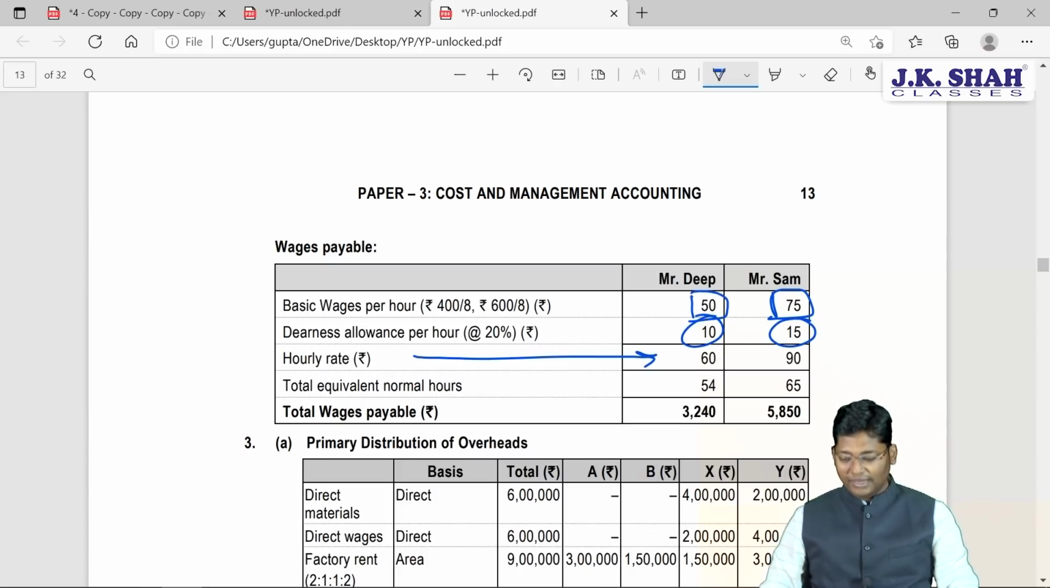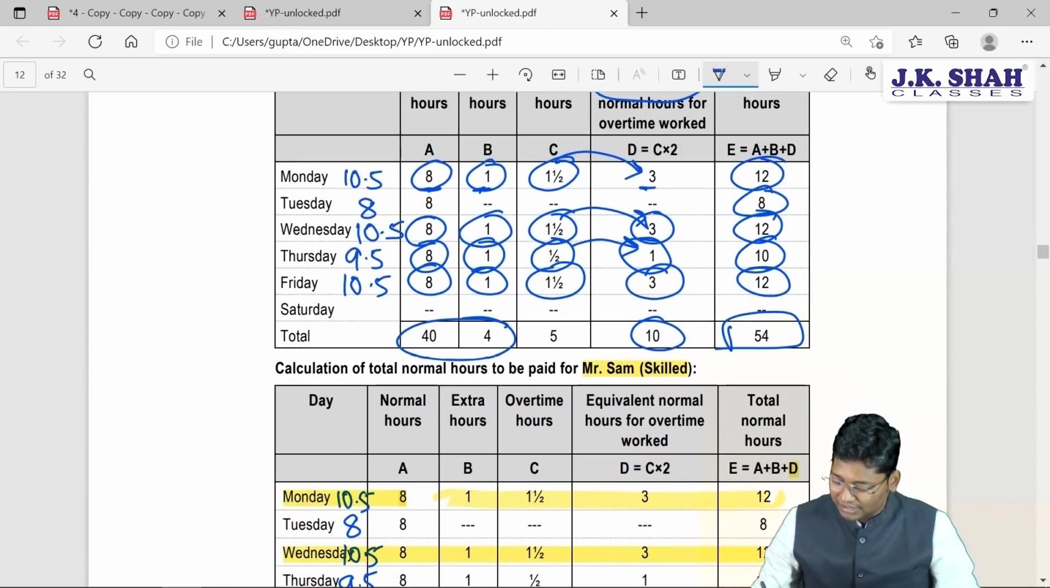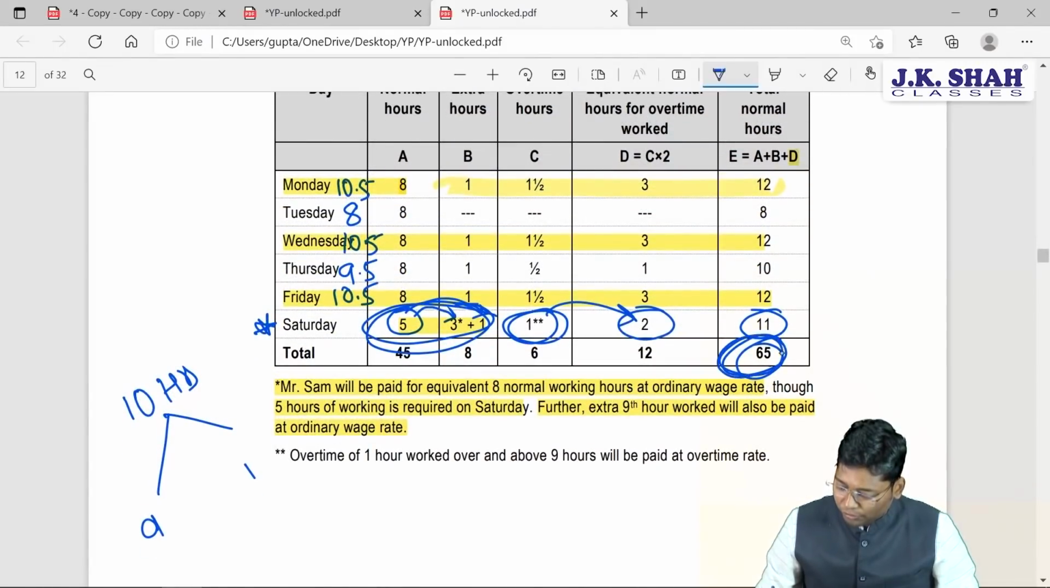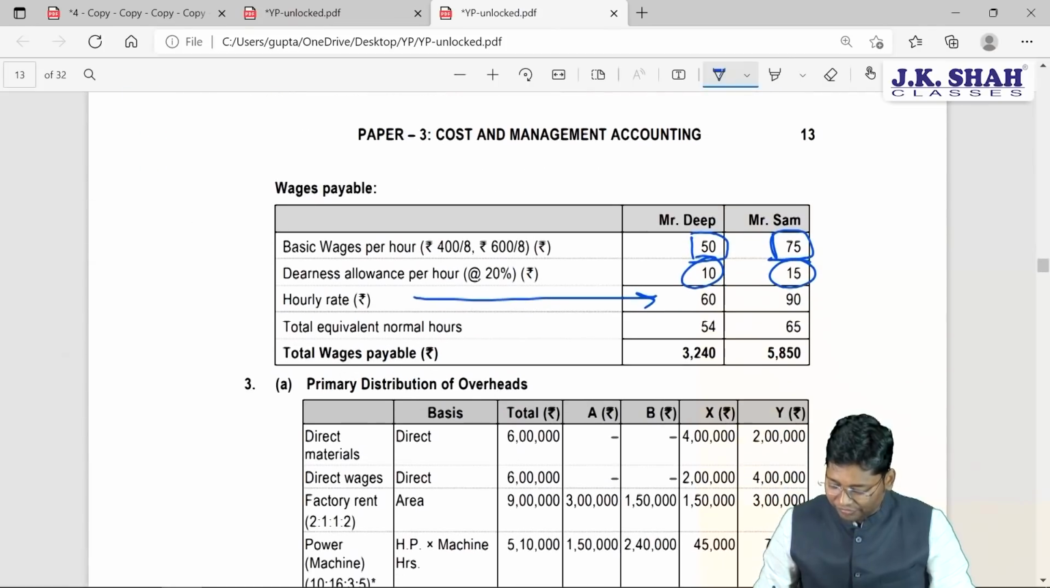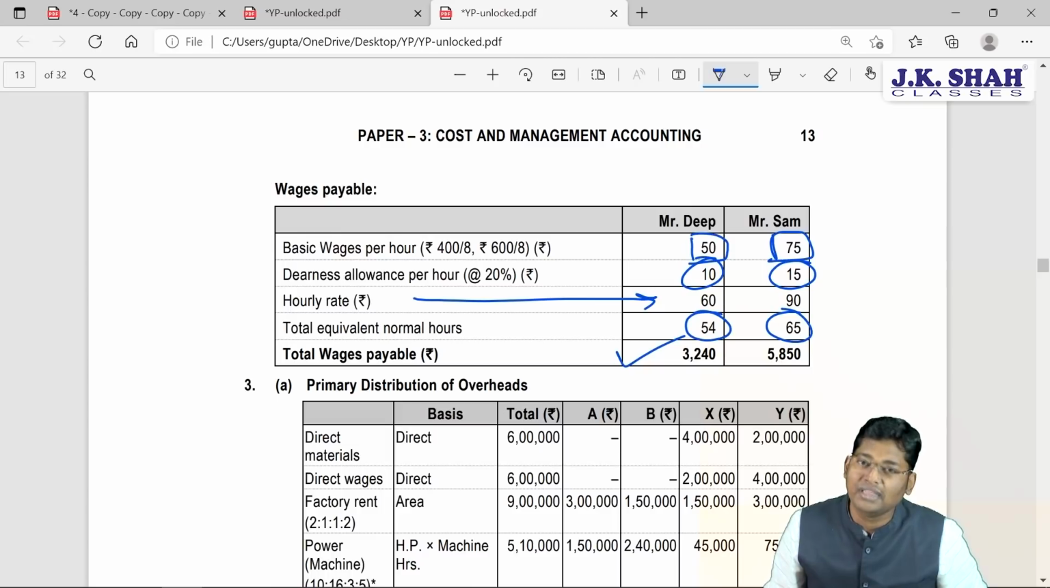Only we need to calculate total wages payable, and for that purpose we should record the total equivalent number of hours, and equivalent number of hours are available with us. For 54 hours we are going to make payment to Deep, and for Sam we are going to make payment for 65 hours. So 54 and 65 we have taken for our calculation. 60 into 54 you are going to get total wages for Deep, and 65 into 90 rupees per hour you are going to get wages for the Sam.